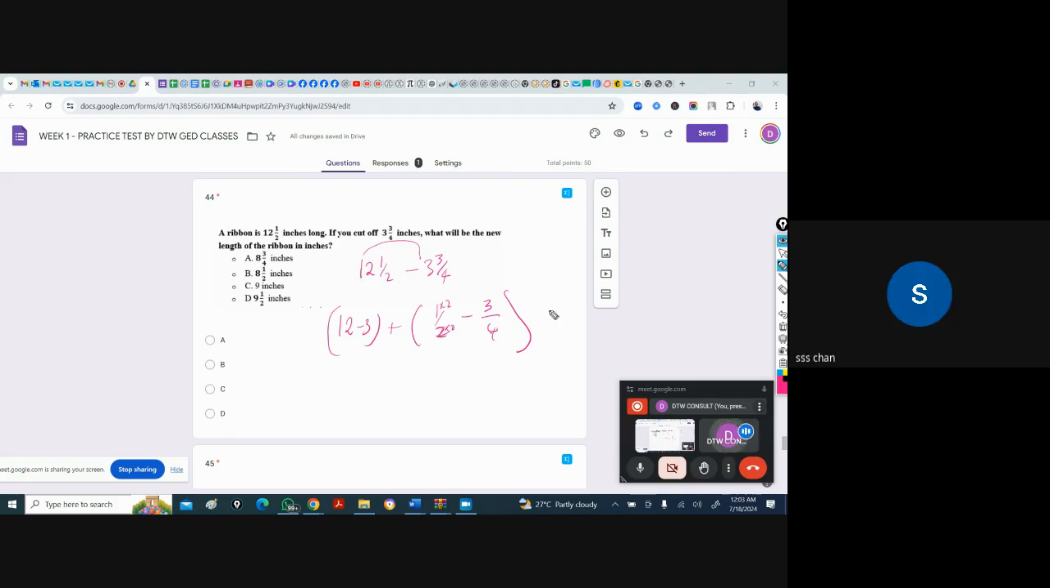You see now, for something like this, this isn't going to work. So what we do is, finish this first. Let us change this mixed fraction to an improper fraction. So we do 2 times 12, that's 24. And 24 plus 1, that'll give us 25 over 2. Minus 3 times 4, that'll give us 12, and 12 plus 3, that'll give us 15 over 4.